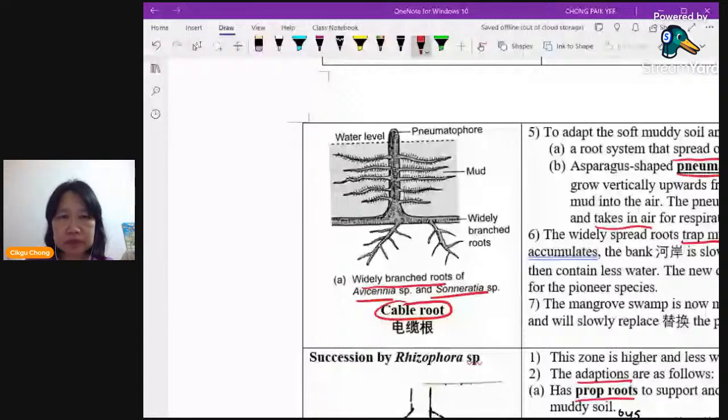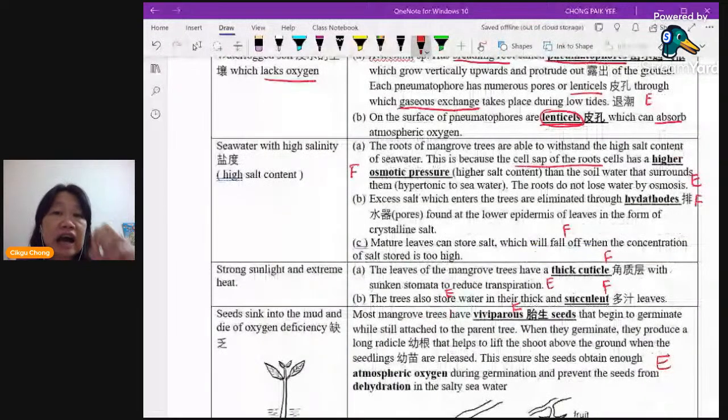Okay, next problem. The soil is very salty, with high salinity or high salt content. One of the ways to overcome this is the sap cell of the root of the plant. That means the root cells of this mangrove tree have a salt concentration even higher than the soil. It has a higher osmotic pressure, which means higher salt content. It's even saltier than the soil, so it has higher osmotic pressure.